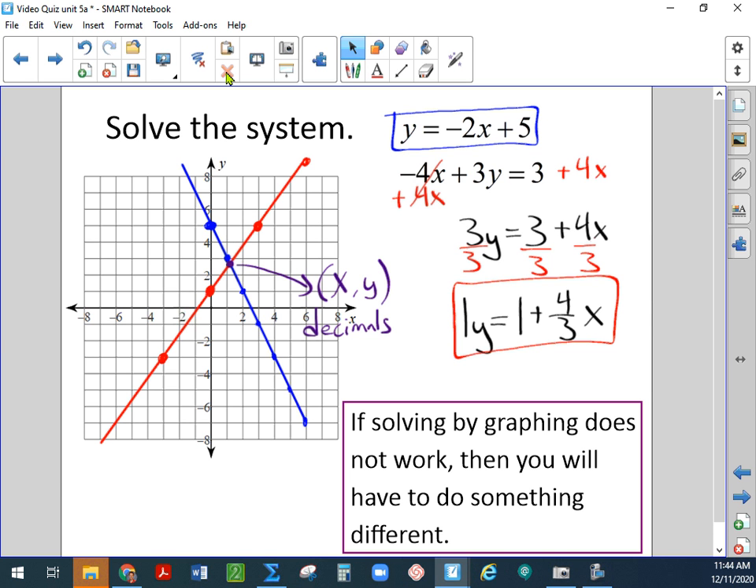So you can pause your screen or pause your video if you have not written down this equation. What you could do is write down the system, y equals negative 2x plus 5, and negative 4x plus 3y equals 3. You could show the steps on getting it into slope-intercept form to get that red box if you want. And then you could just draw a rough sketch of the graph off to the left and show that sometimes when you intersect the 2 lines, they intersect at points that are decimals or fractions. And so solving by graphing does not work there.